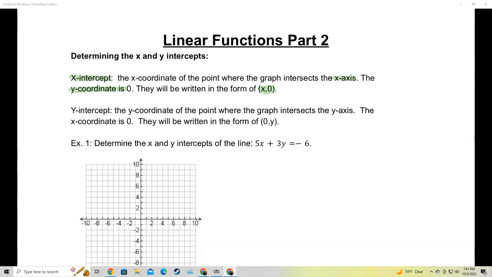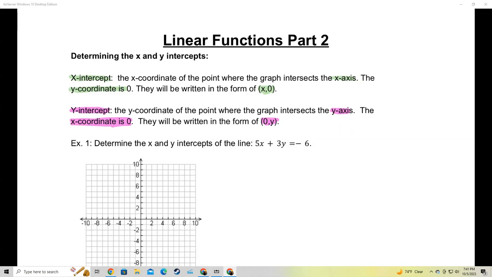The y-intercept is going to be the y-coordinate of the point of the graph that intersects on the y-axis. And when you have a y-intercept, then you know your x value is going to be 0, and that means you're going to get a point that looks something like 0 comma y.